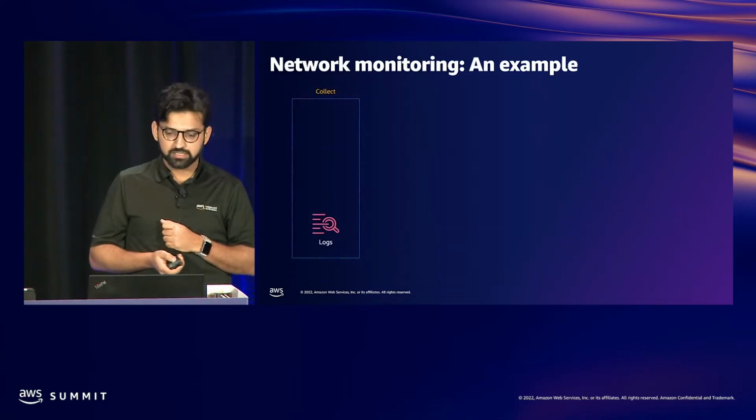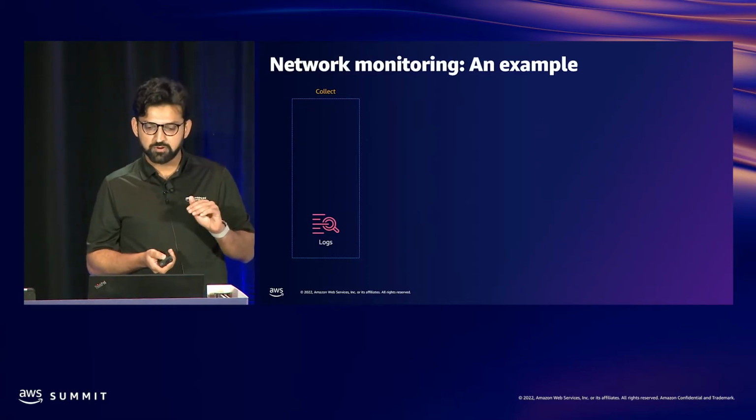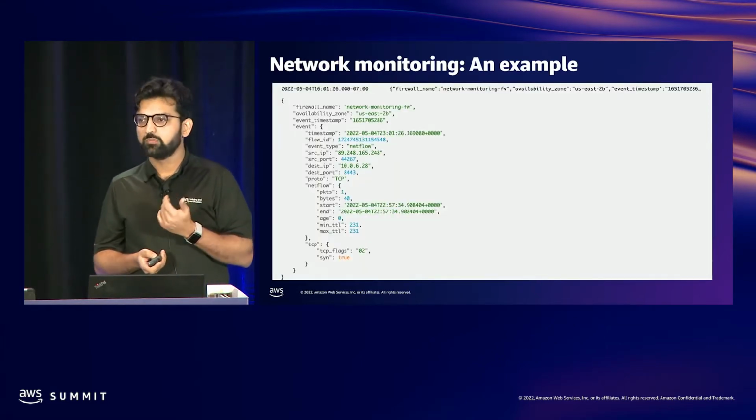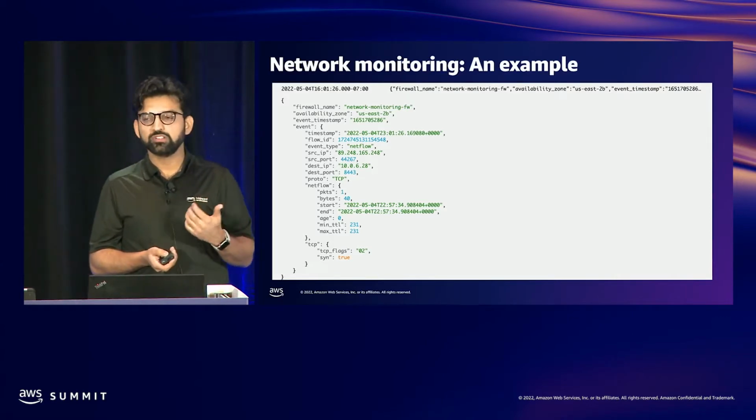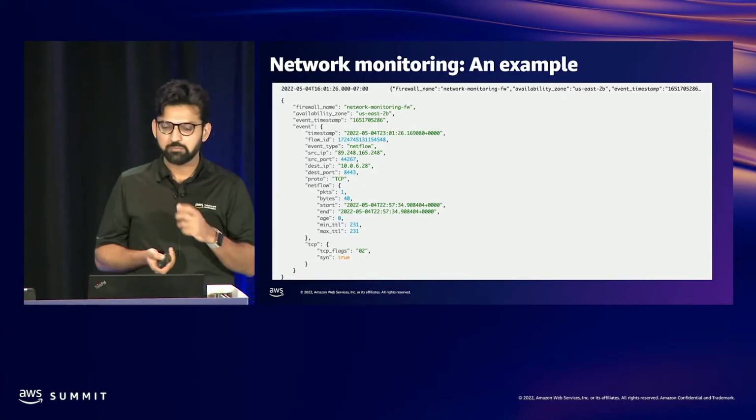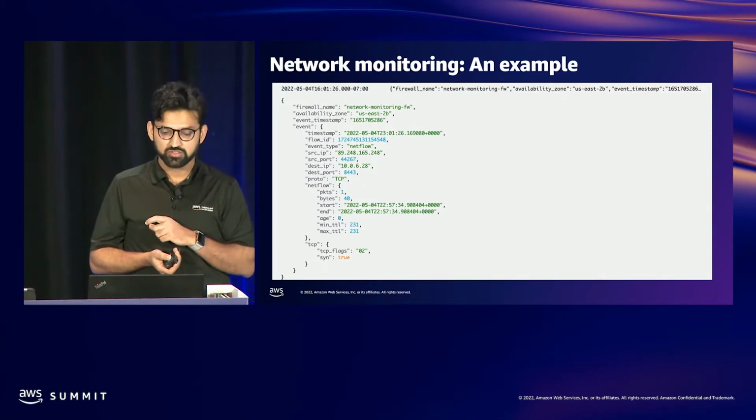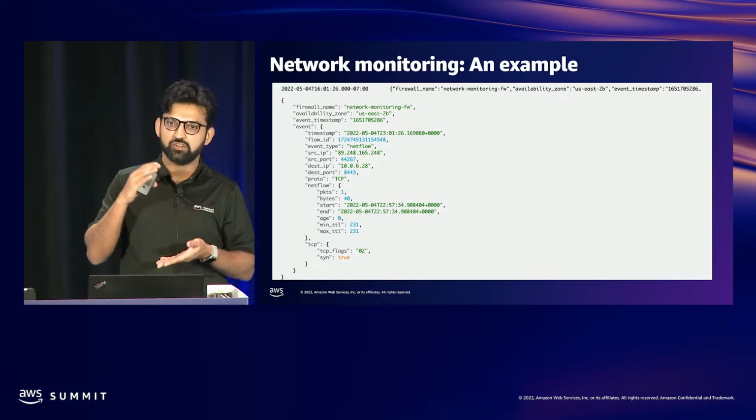So the next part is logs. So in context of AWS Network Firewall, we provide you some out-of-the-box logs. For AWS Network Firewall specifically, we provide you flow logs. We call them network flow logs. So this is a snippet from AWS Network Firewall logs. It's called NetFlow. So this is just one log event. So logs are typically a collection of multiple log events.